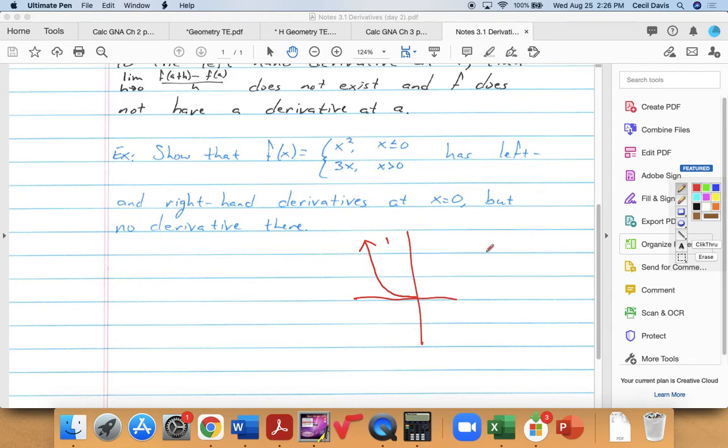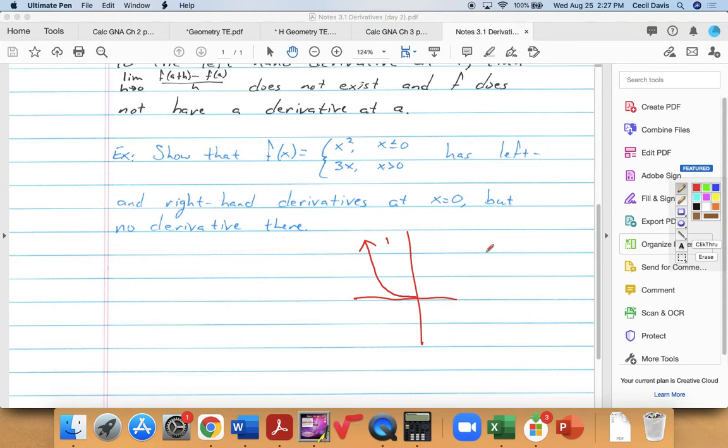Okay? So because the left-hand derivative and the right-hand derivative don't agree with one another, the derivative doesn't exist at that point. We will, and I think it's in the next section, talk about graphically how you can just look at it and go, oh, look, the left-hand derivative and the right-hand derivative don't agree. We'll look for things like that.